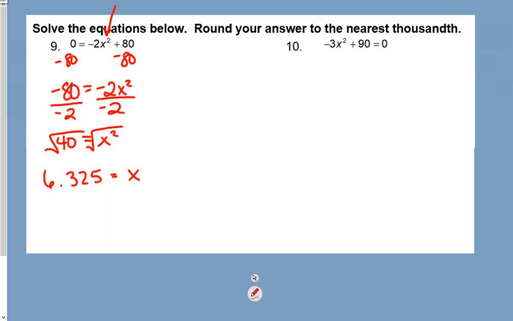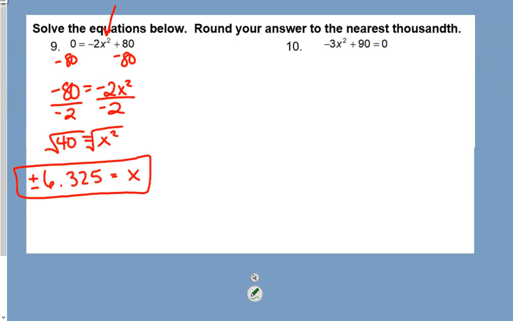However, because I took a square root, that means there's both a positive and a negative answer. So I'm just going to write plus or minus 6.325. Okay? Because both positive 6.325 squared is 40 and negative 6.325 squared is 40.